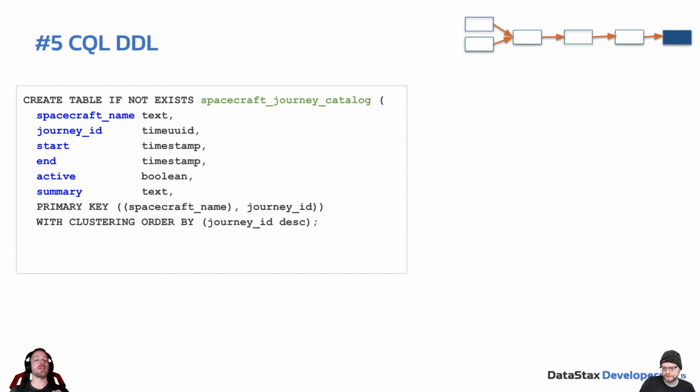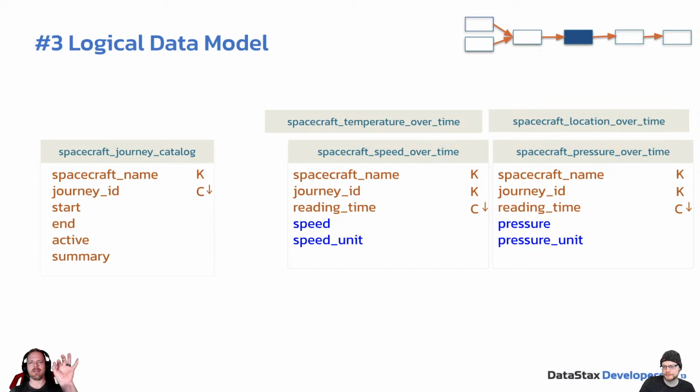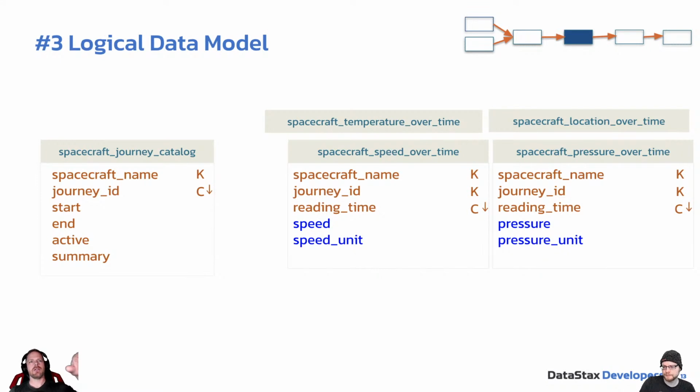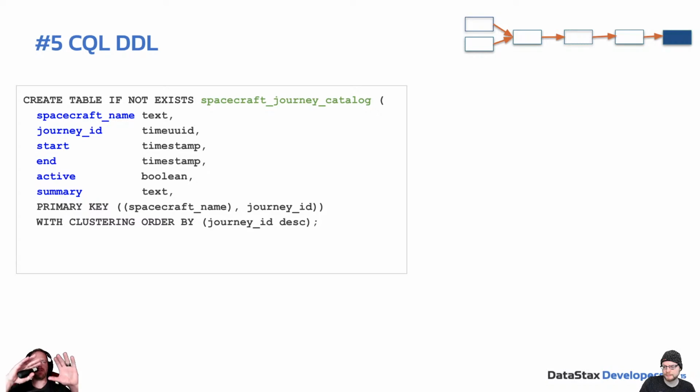So if you remember back in the logical data model, where we had the Ks and the Cs, again, Ks are partition keys, Cs are clustering columns. Now that tells me what I need to do when I go to write my CQL. You'll notice in that primary key field at the bottom, you'll see these parens with spacecraft name. Anything in those parens is a partition key, and then comma, and anything after that is a clustering column. So if you take the spacecraft example here, notice I have spacecraft name K and journey ID C. So I've got a partition key of spacecraft name and journey ID is my clustering column.